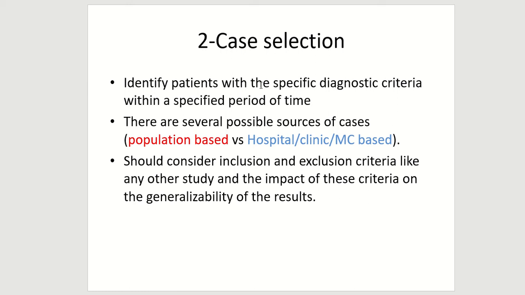You need to find them. There are several possible sources of cases. You can go to the population like we said, or you can go to hospitals, clinics, or medical centers where you can find your cases. Even, for example, registries, you can find your cases in registries. You should consider inclusion and exclusion criteria like any other study and the impact of these criteria on the generalizability of the results. Of course, each one of these two has its advantages and disadvantages.